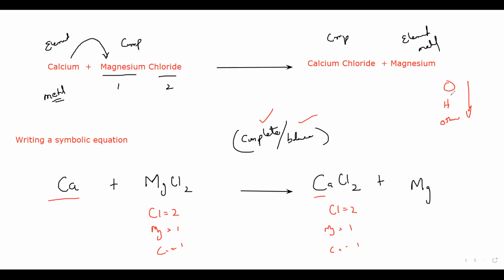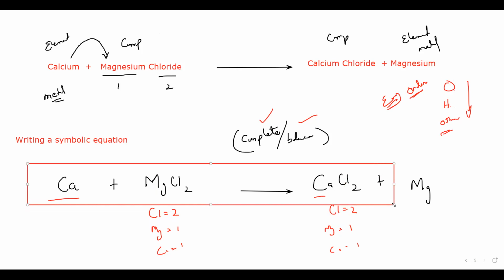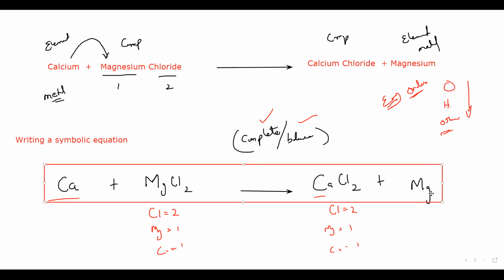This part, oxygen and hydrogen, this is the order. To make it easy, this is the order of balancing. We start with oxygen, then we balance hydrogen, and then other elements. This order is important, but in this example there is no oxygen or hydrogen involved, so I can start with any element. But if an equation involves oxygen and hydrogen, I should always try to balance oxygen first. That just makes it easy to balance.